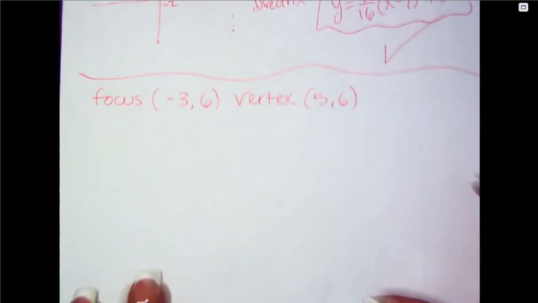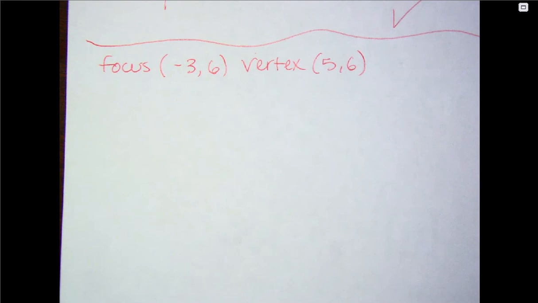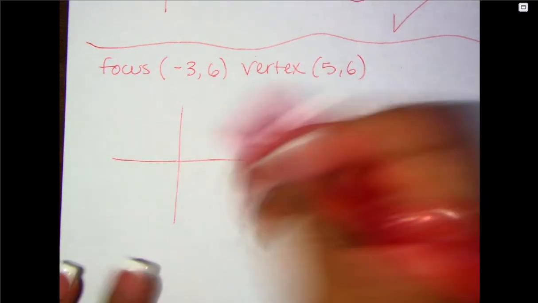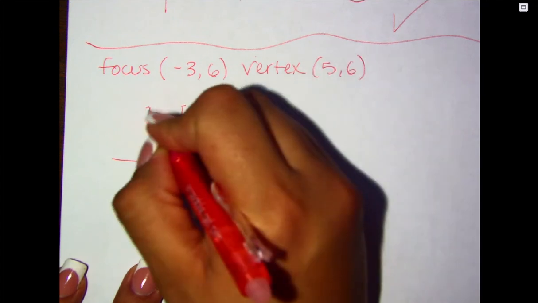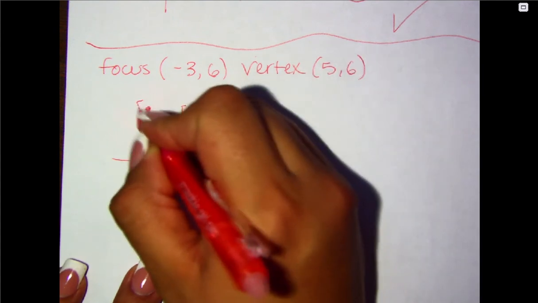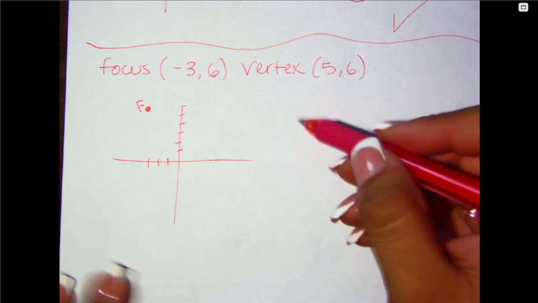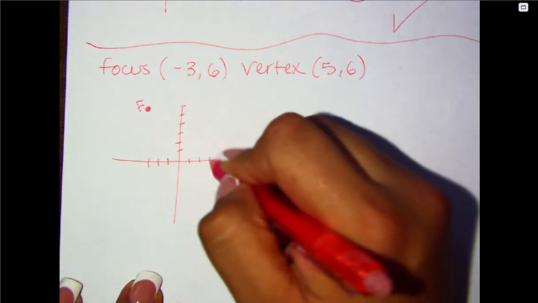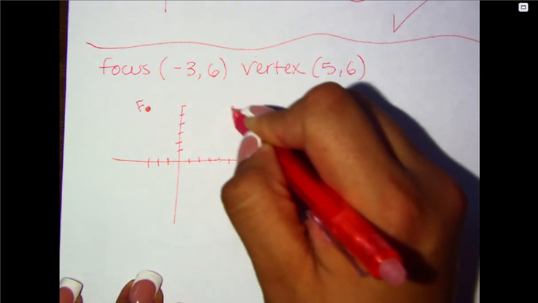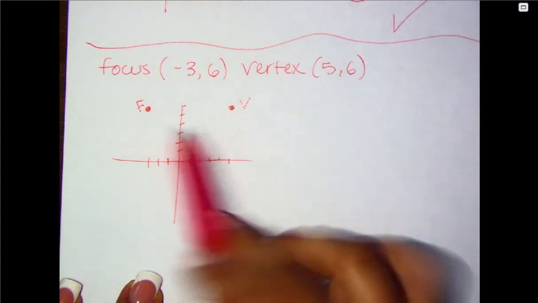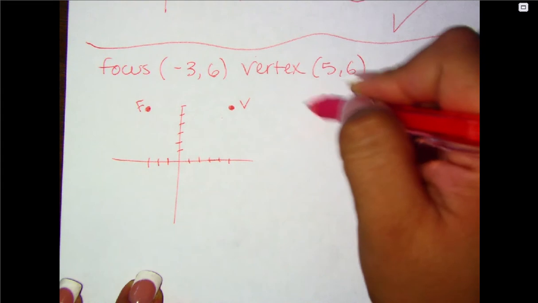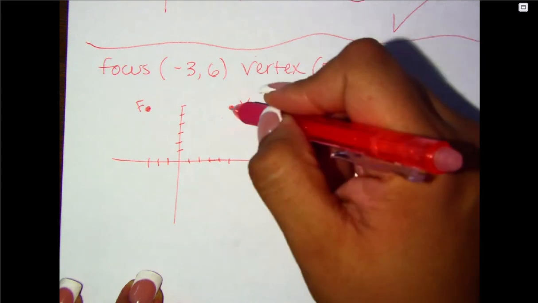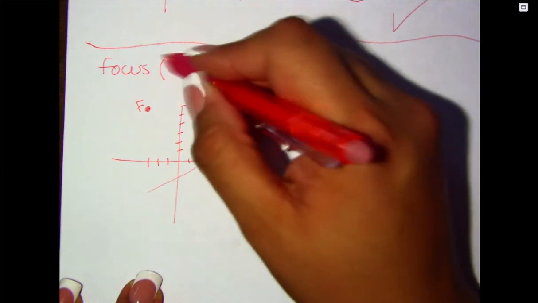All right, another example we can use to write an equation is when they give you the focus and the vertex. So once again, sketch. So -3 and then 6. This is our focus. And the vertex is (5, 6), so 1, 2, 3, 4, 5, and 6. Now something interesting happens here, because the focus is here and the vertex is here, which means our directrix is somewhere over here.